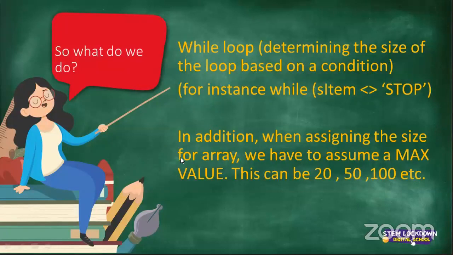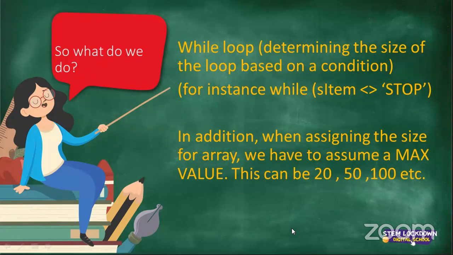And the next thing, the two important things that you're going to realize is this. In addition to the while loop, when assigning the size of the array, we have to assume a maximum value. It doesn't mean we're going to use all these 100 values, but it's important for us to allocate a maximum size. I will repeat that. We're going to be using a while loop in this question and setting a maximum size. So when you see me putting 100 over there, it doesn't mean that the loop is going to go 100 times.